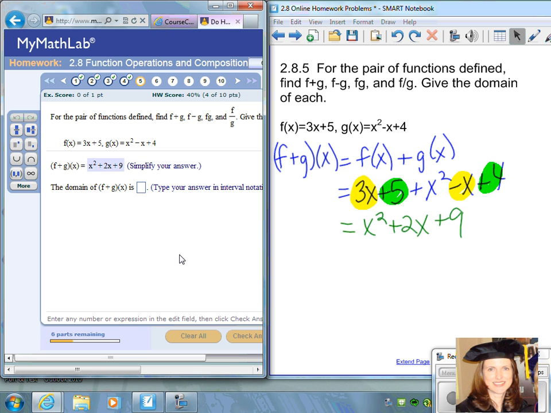Now we want to find the domain. The domain is everything that you can plug into this function. There are no restrictions because no matter what number you choose, a positive number, a negative number, anything is going to work as a value you can plug into this function as part of the domain. So the domain is everything from negative infinity to positive infinity.